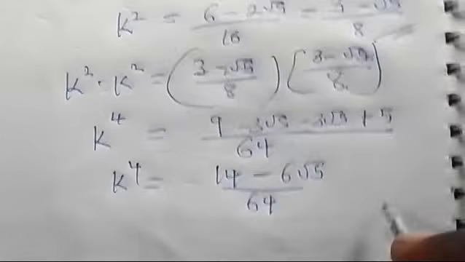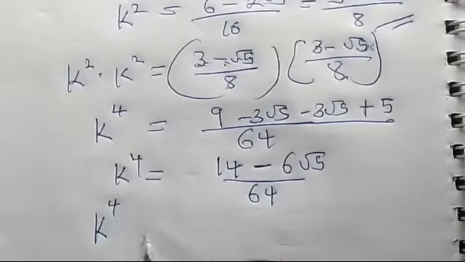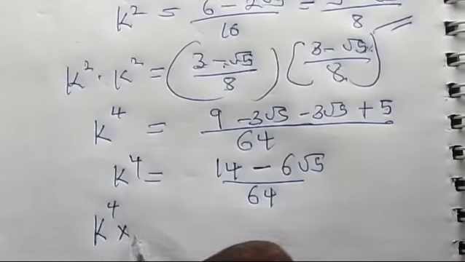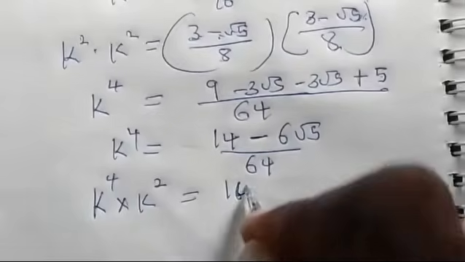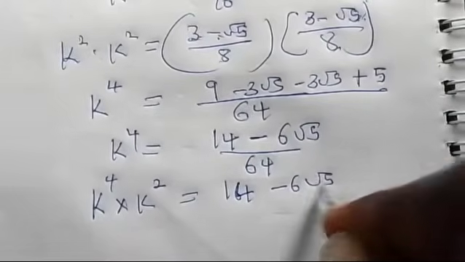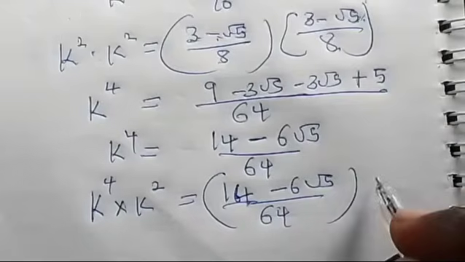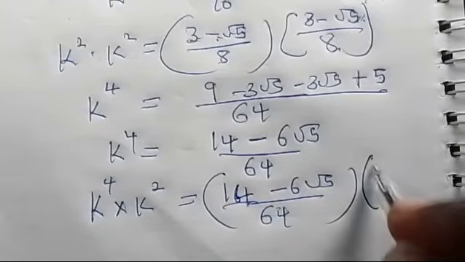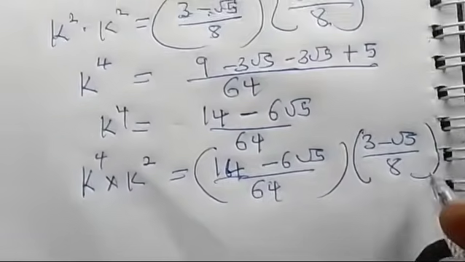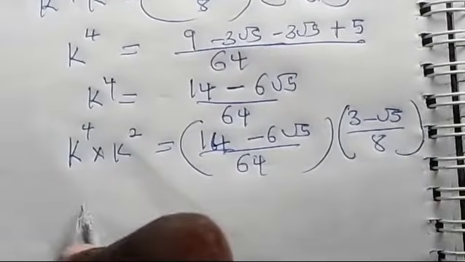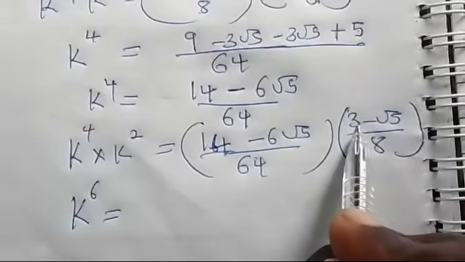So now, don't forget we are looking for k raised to the power of 6. So to get k raised to the power of 6, it will be k raised to the power of 4 multiplied by k raised to the power of 2, which is equal to 14 minus 6 root 5 over 64 multiplied by, here we are going to have 3 minus root 5 over 8. Don't forget. So when you multiply here, we are going to have k raised to the power of 6 to be equal to 14 multiplied by 3.